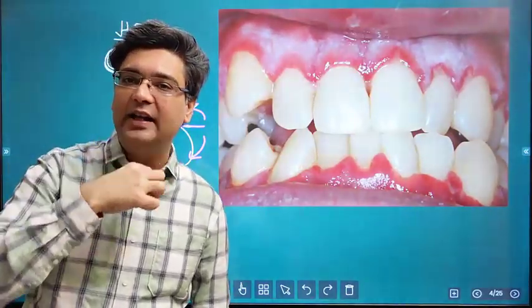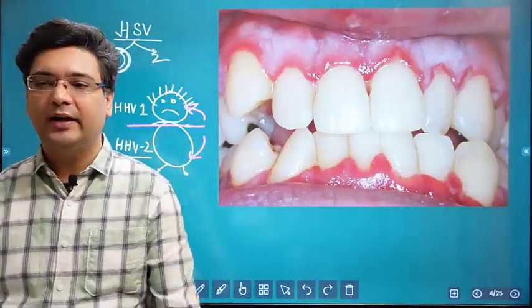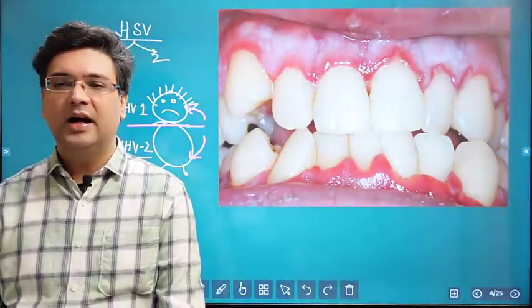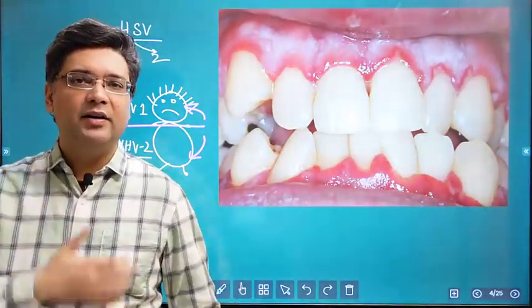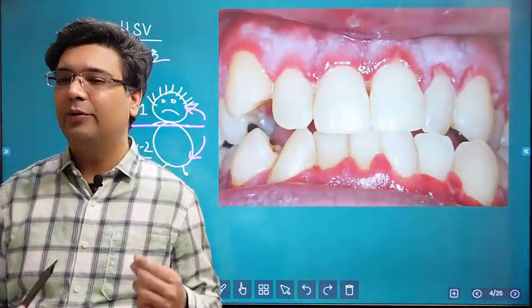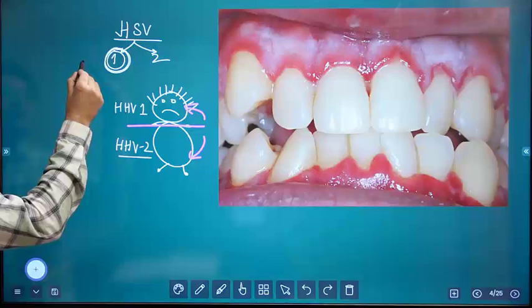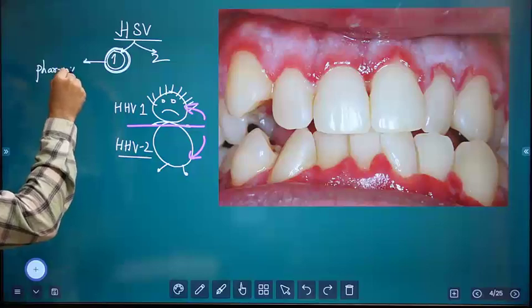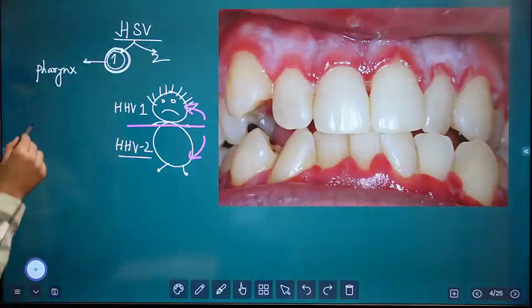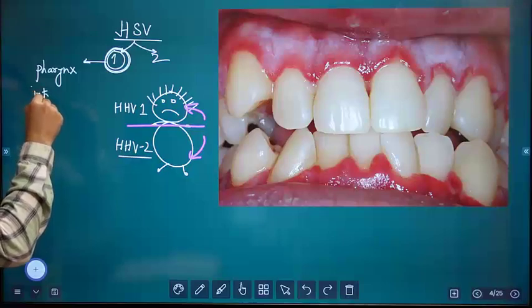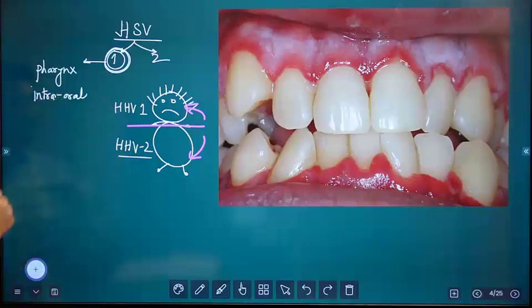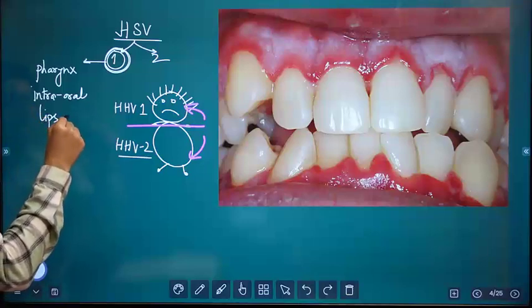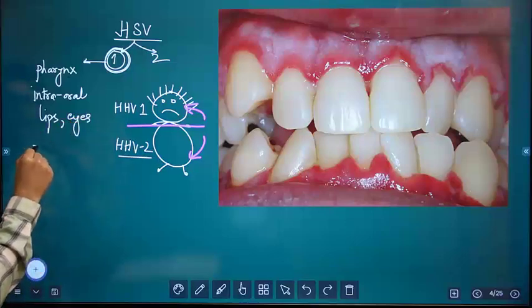Now when we go inside the oral cavity, it is going to affect the pharynx, the intraoral sites, the lips, the eyes and basically the skin above the waist. Do you want me to write it down? Okay, I'll write it down. HHV1 is going to affect the intraoral sites, which can be your pharynx, it can be other intraoral places, and then it can be the lips, it can be the eyes, and basically it is the skin above the waist.